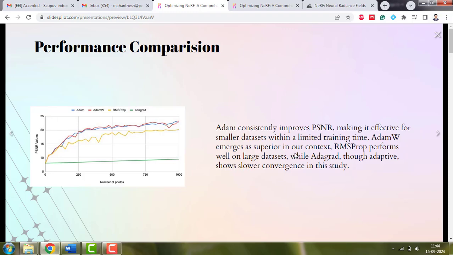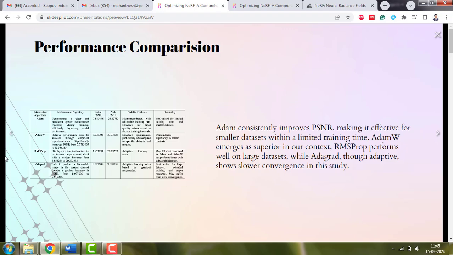AdamW emerges as superior in our context. So this is also good compared to Adam. AdamW is better. RMSProp performs well on large data sets, but PSNR is a bit low. While Adagrad, though adaptive, shows slower convergence in this study. So this is fine, but it's slow. It is slow. There is no question about it. So it is already indicating, but it's okay.